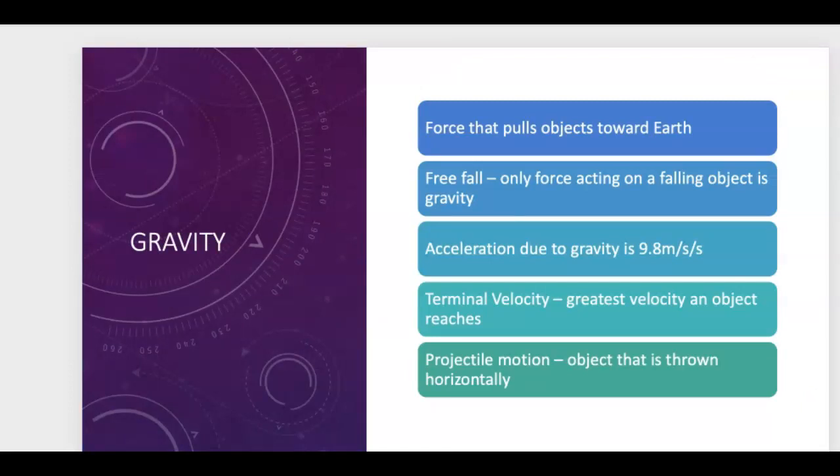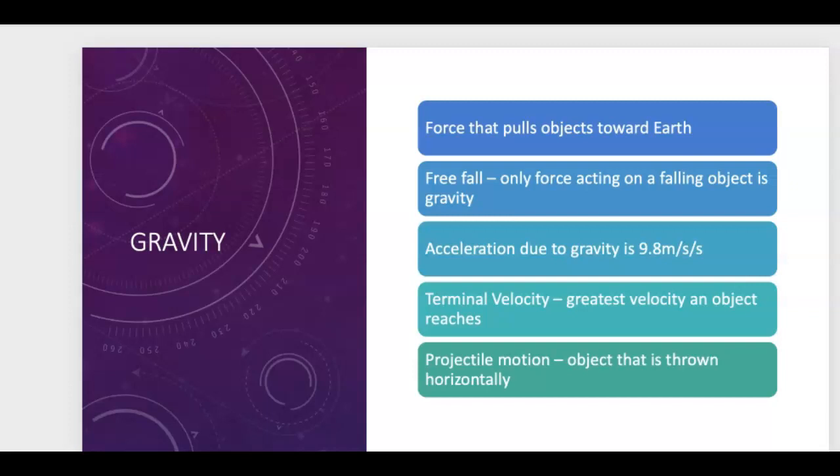Gravity is a force that pulls all objects toward the center of Earth. Free fall is when the only force acting on the object falling is gravity. So you don't have air resistance, so it's like something's in a vacuum. All the air is removed and you can just watch the object fall. The acceleration due to gravity is 9.8 meters per second squared.